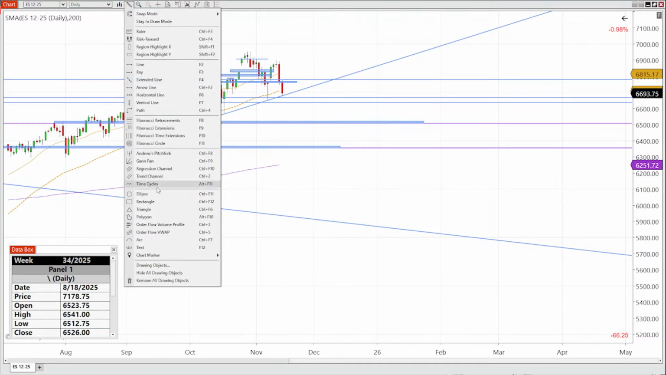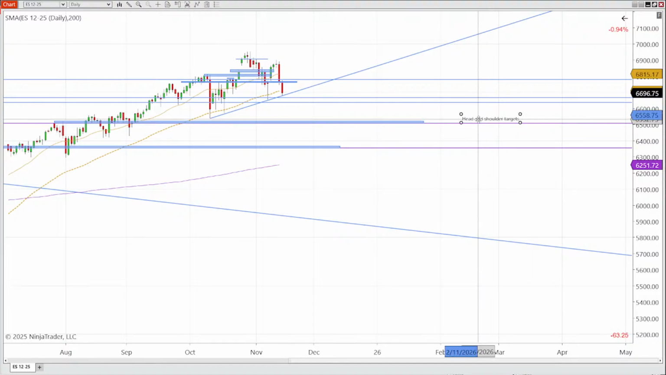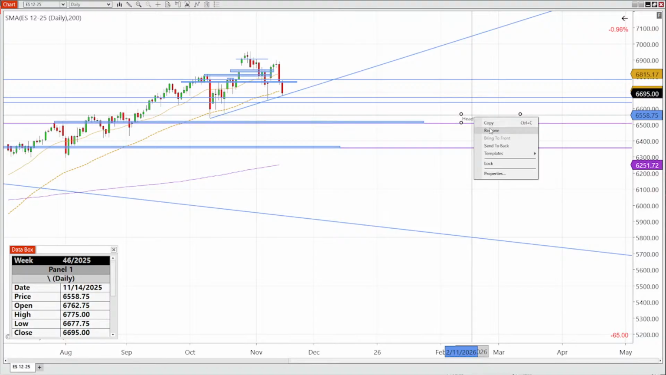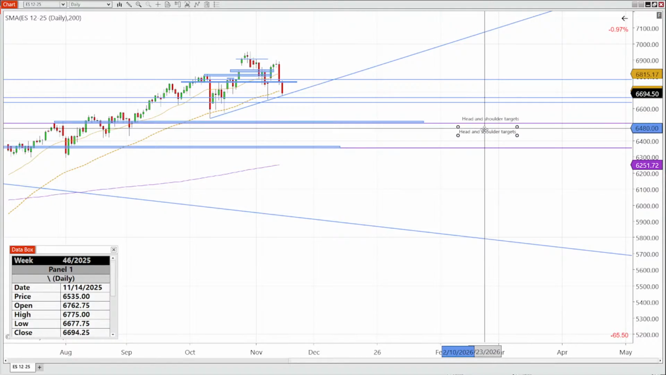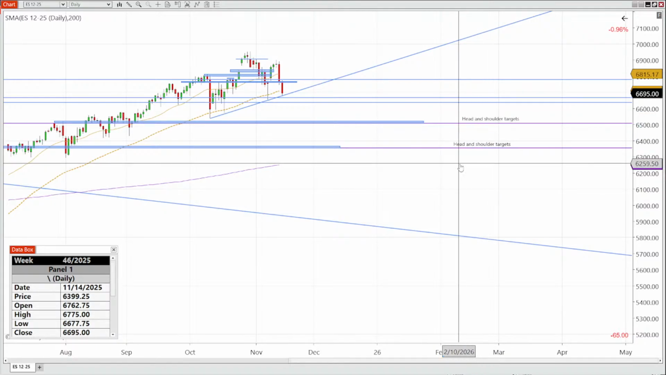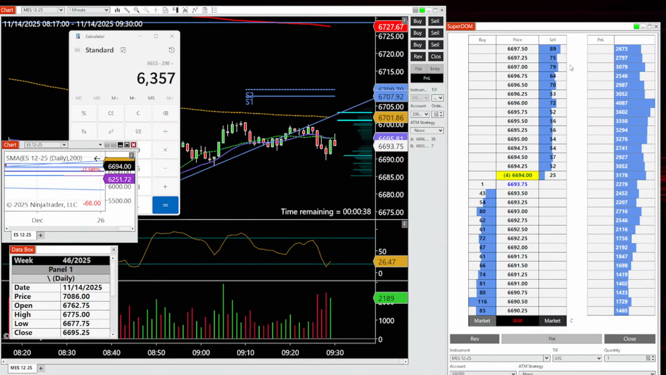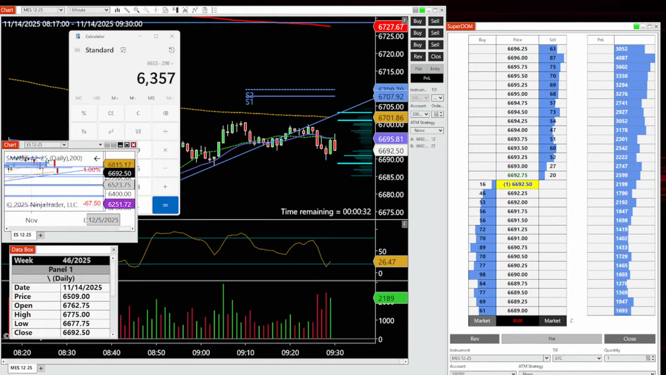You know what? I can even put text on here. And I think I can copy it too, and I can paste it and put it here, head and shoulders target. So, boom, let's see if that plays out. And if it doesn't, no one is the wiser, but let's see if it plays out.